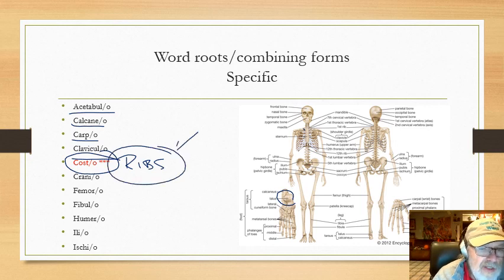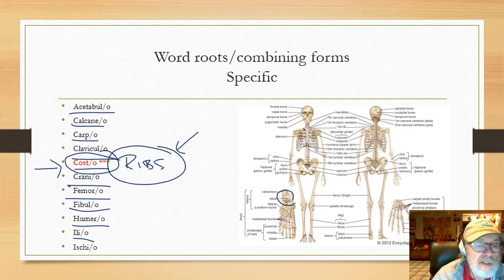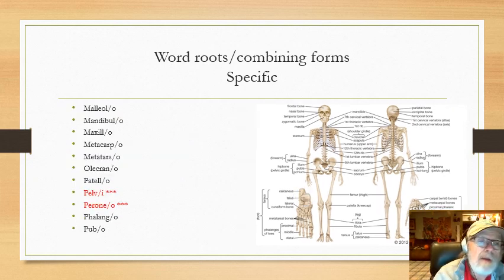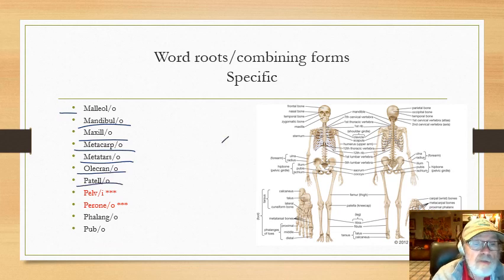Okay, we talked in the first section in module one about costal, intercostal and stuff like that. So costo means ribs. Cranio means cranium. Femoral means femur, fibula means fibula, humeral means humerus, ilium means ilium, ischium means ischium. I've just taken the same words and put them in there. And then we have malleolo means malleolus, mandibulo means mandible, maxilla means maxilla, metacarpal means metacarpal, metatarsal means metatarsal, olecranon means olecranon, patello means patella.